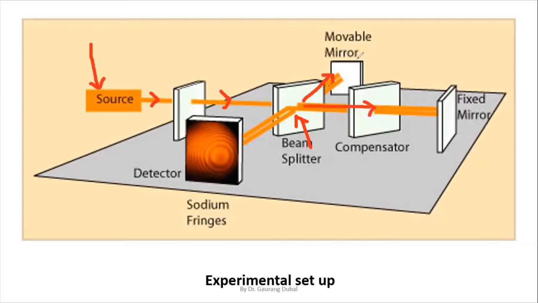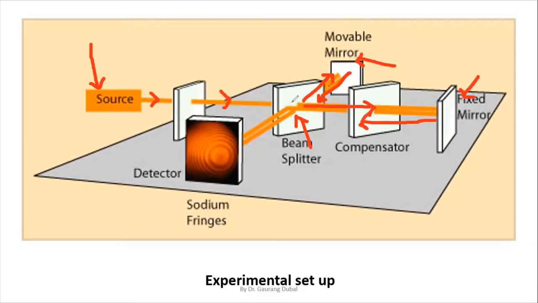Here there is a mirror. You can see a mirror is given. Here another mirror is given. So what will the mirror do? It will reflect the beam. So again, the beam will come to this point. From here, the same thing will happen in the same way.